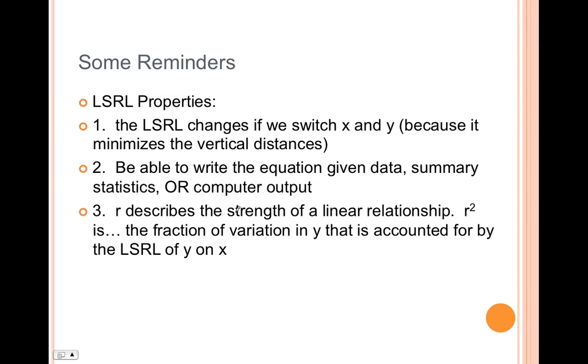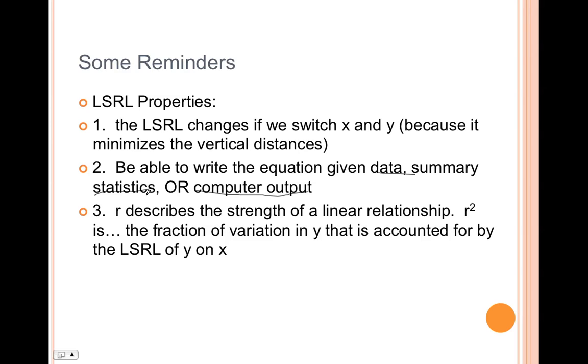Some reminders, properties of the least squares regression line. The least squares regression line changes if we switch X and Y. Remember, it minimizes the vertical distances. So if we switch X and Y, what was horizontal is now vertical, and so the line is completely going to change. I'm being redundant here, I'm sorry, but you need to be able to write the equation of a least squares regression line, either given the data, in which case you use the calculator, given the summary statistics, in which case you use algebra, or using a computer output.